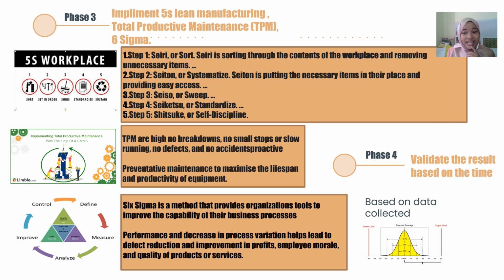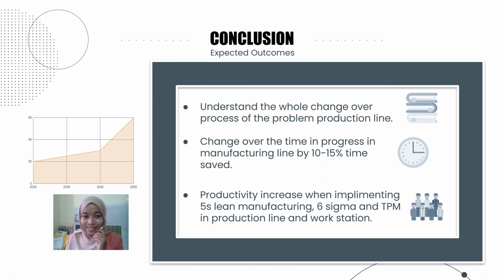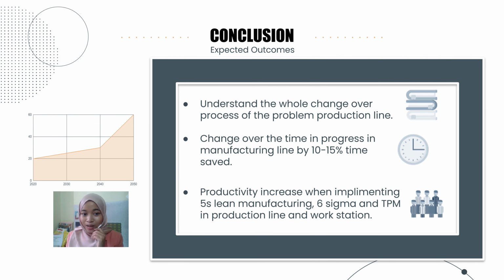And the last step, validate the result based on the data collected. So for the conclusion, the expected outcomes are to understand the whole changeover process of the problem production line, changeover time in the manufacturing line reduced by 10 to 15% time saved. And the last one, productivity increases when implementing 5S lean manufacturing, Six Sigma and TPM in the production line and workstation. Thank you so much for lending your ears.